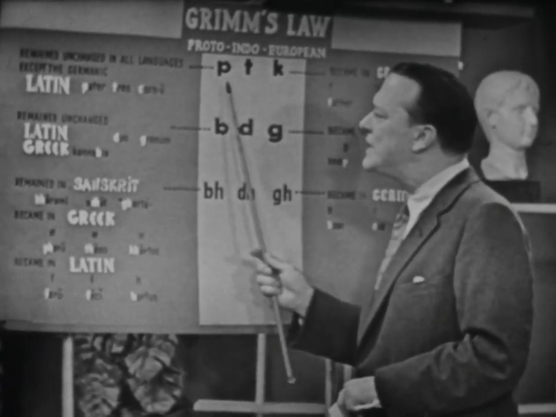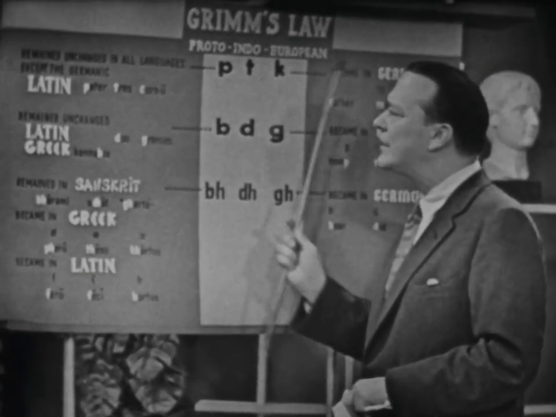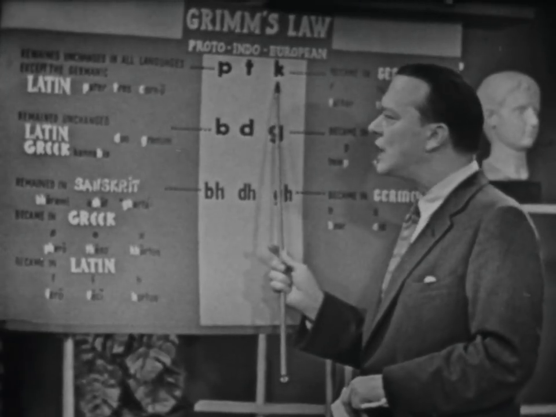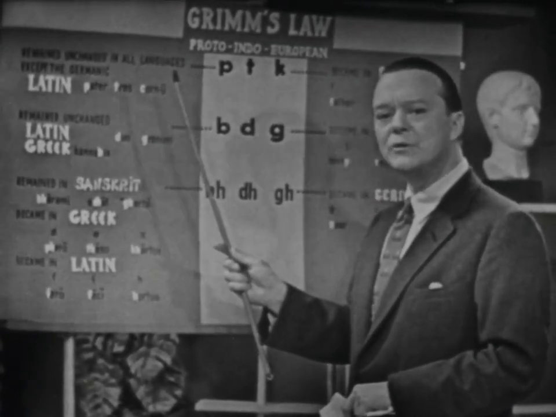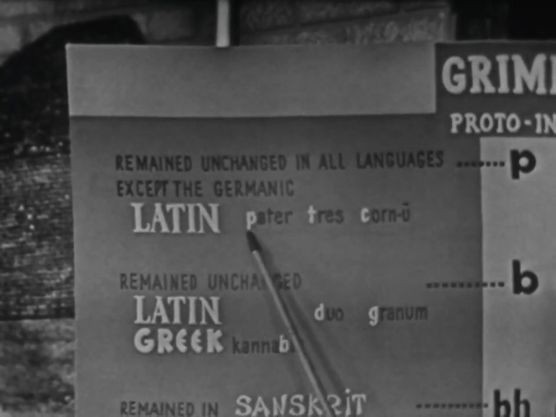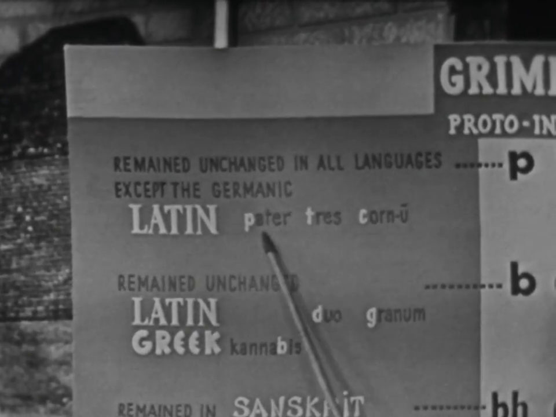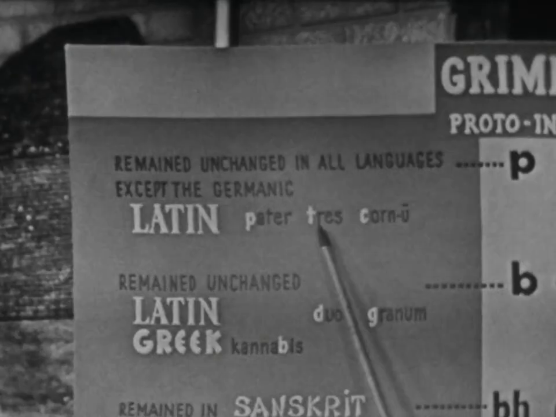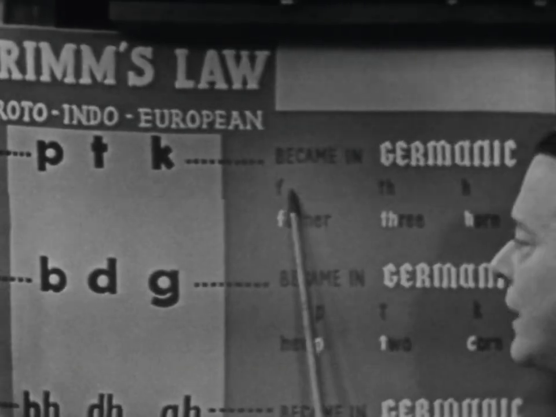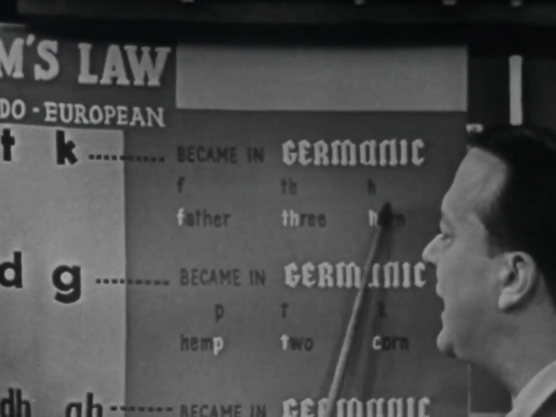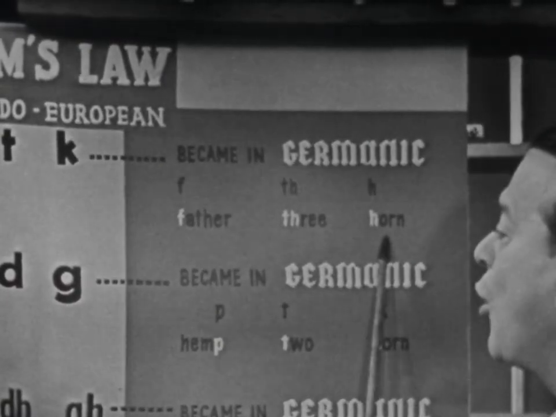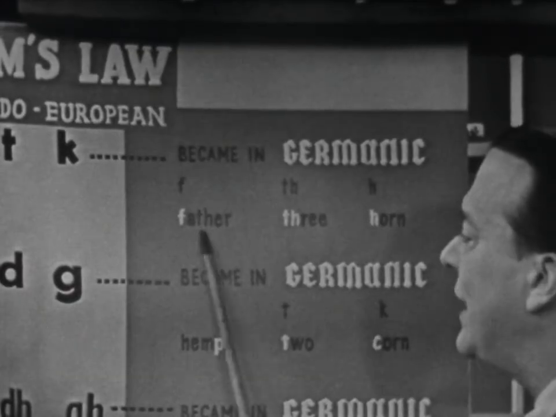They found that when we had a P sound, a T sound, a K sound in Proto-Indo-European, these reconstructed sounds remained unchanged in all of the languages except the Germanic. I've used Latin as an example of all the other languages of the family except Germanic. Notice pater, tres, and cornu: the words for father, three, and horn. P sound here, T sound, K sound, PTK. Now, in Germanic, these are systematically represented by F, TH, and H: father, three, and horn. All the Germanic languages show F, TH, and H.